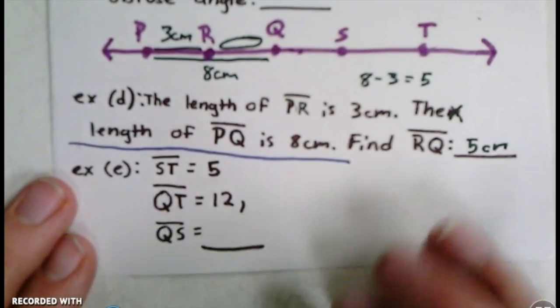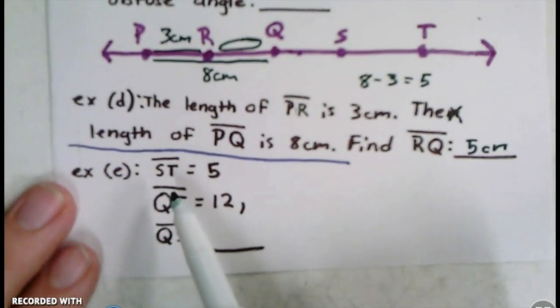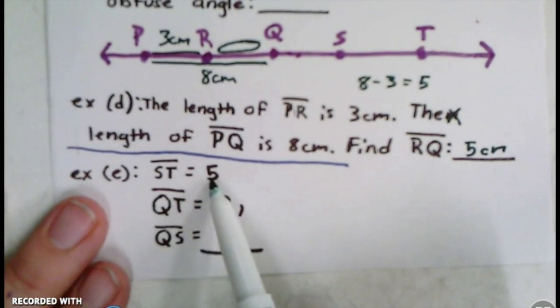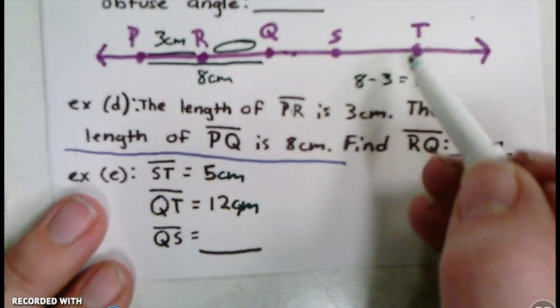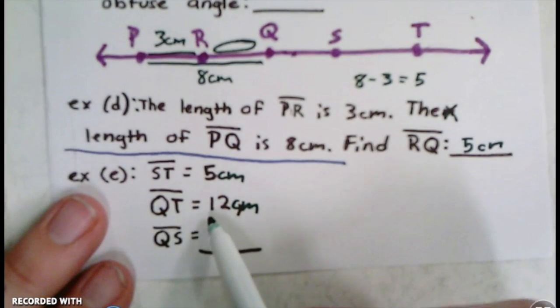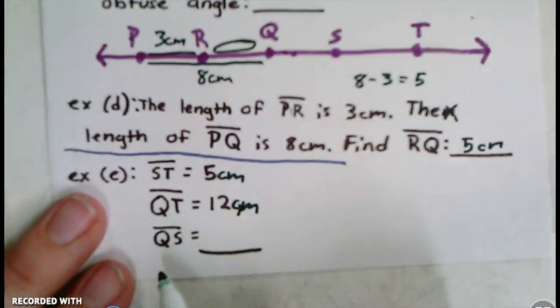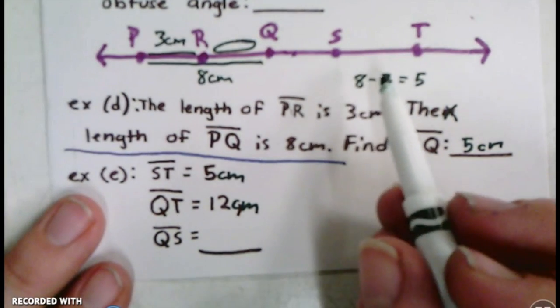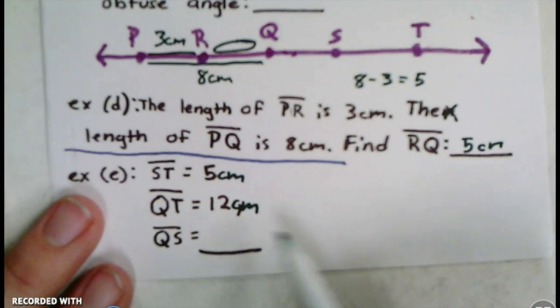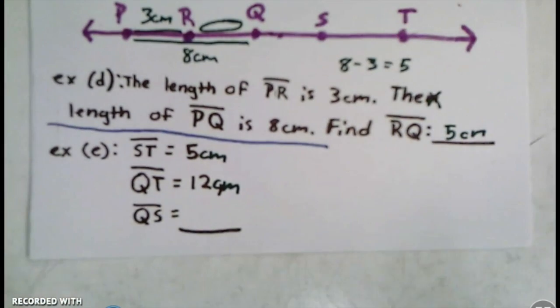All right, down here is one for you to try. So this tells you that ST is 5 centimeters. QT is 12 centimeters. Find QS. So plug them in up here, do your little arithmetic or subtraction, and write your answer there. All right, you've got a lot to do, so I look forward to seeing how well you did. Go ahead and get to work.